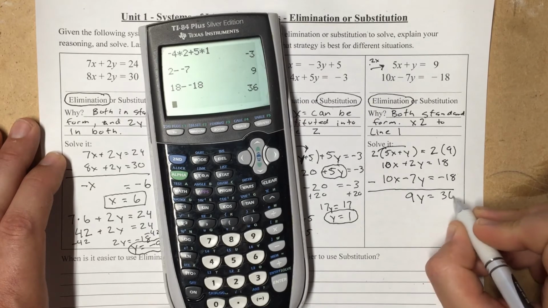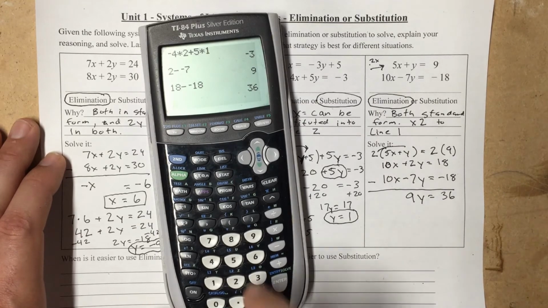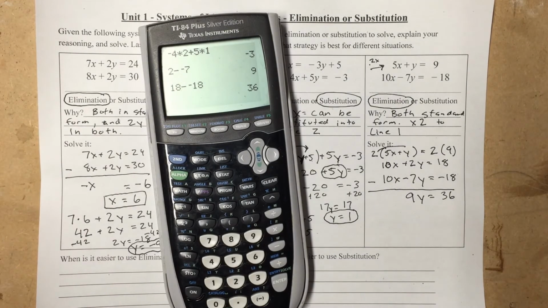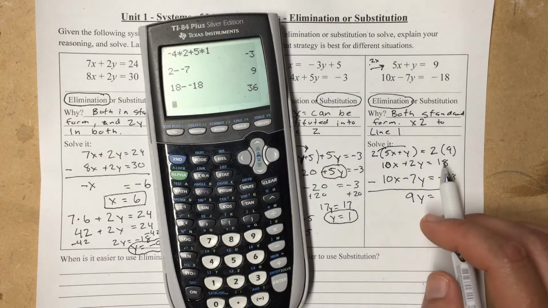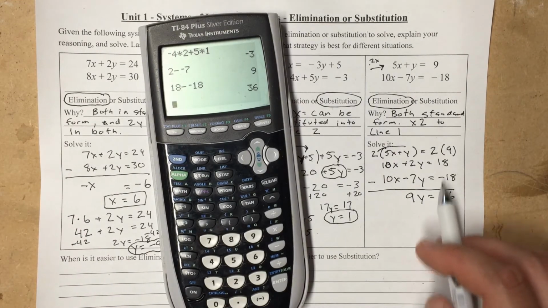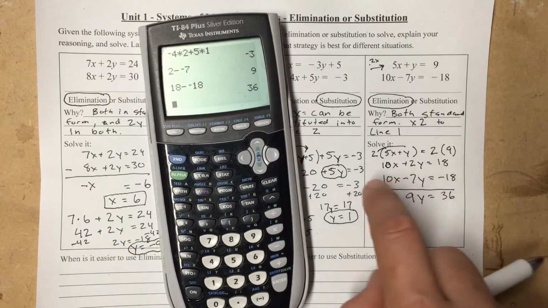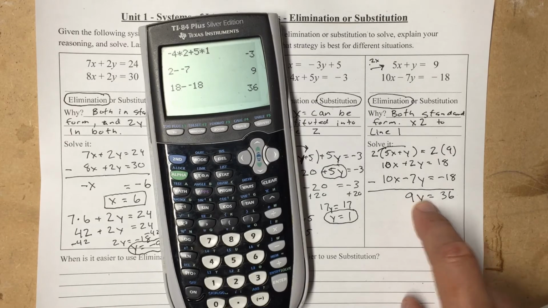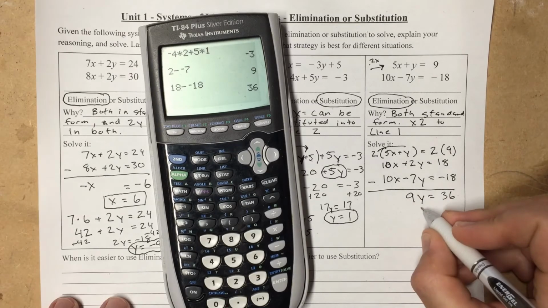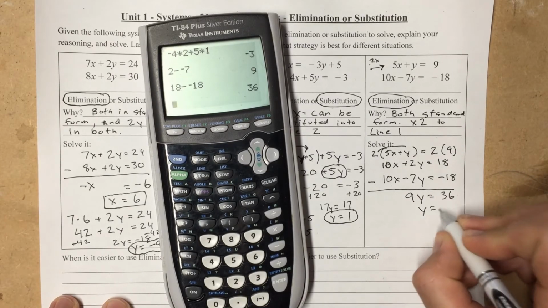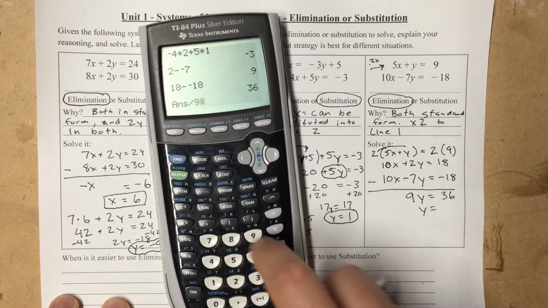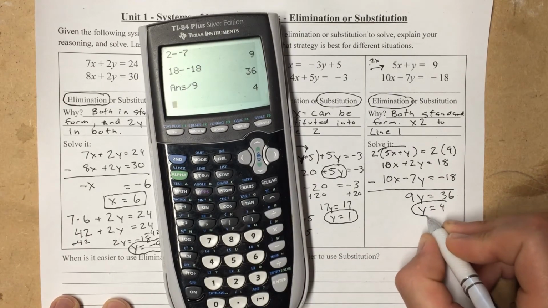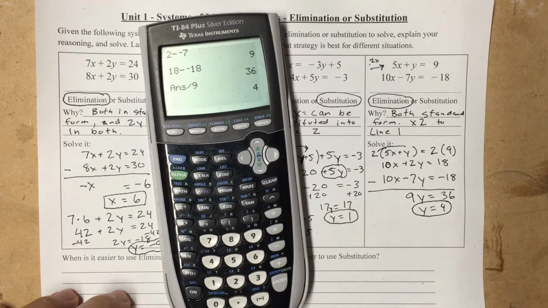36. All right. Always check your stuff with the calculator. Even though you might see 18 minus 18, 0, remember, it's 18 minus negative 18. All right. So since 9y is equal to 36, divide by 9 on both sides. 36 divided by 9 is 4. So y is equal to 4 here. All right.